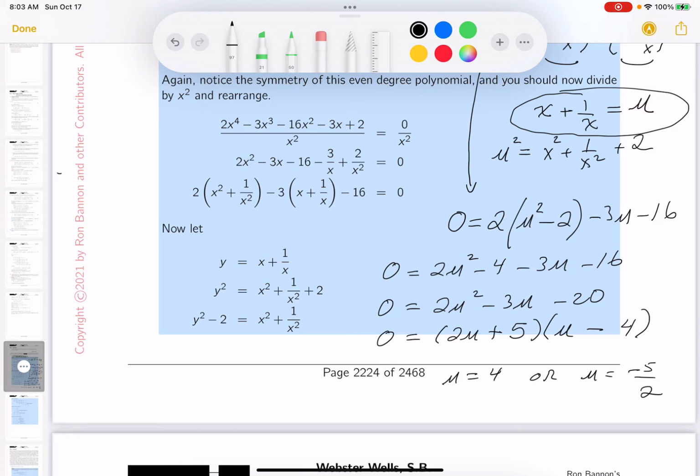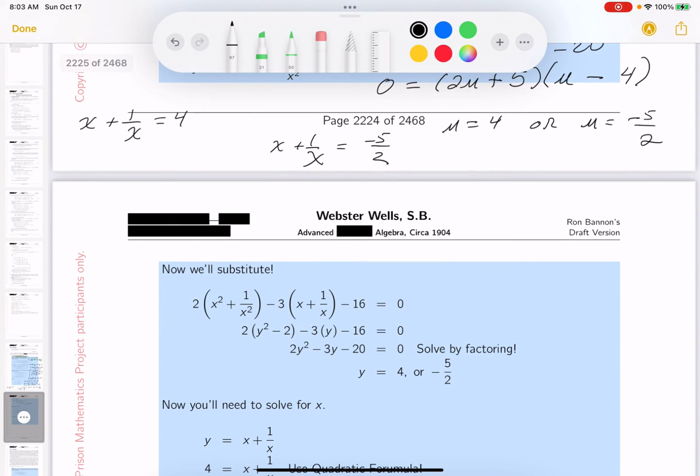So I'm going to write the first one down that I like doing. We'll check the key later. x plus 1 over x is equal to 4. And what's the other one going to be? x plus 1 over x is equal to minus 5 over 2. I've got to solve those equations. Let's do this one first, because it's easy for me. I'll multiply both sides by x. You'd get x squared plus 1 equals 4x. I'm going to subtract 4x from both sides and subtract 1 from both sides.